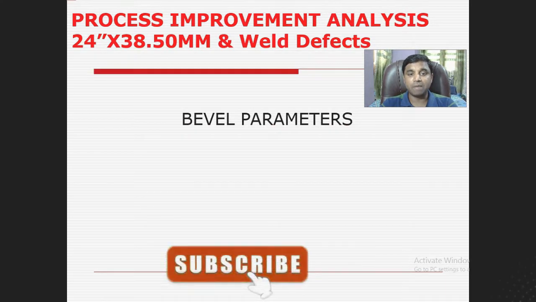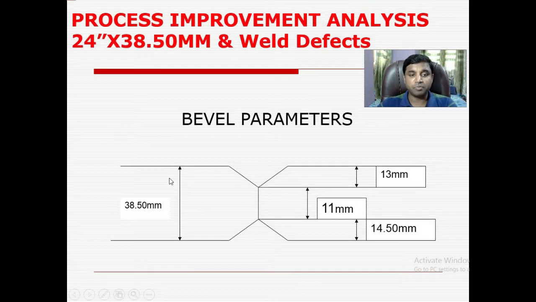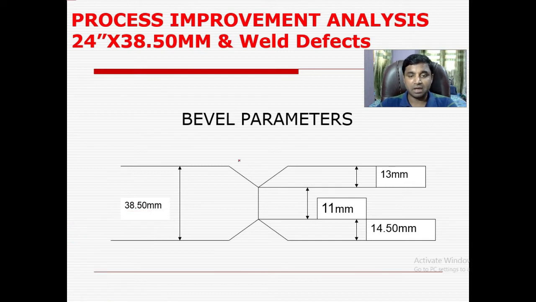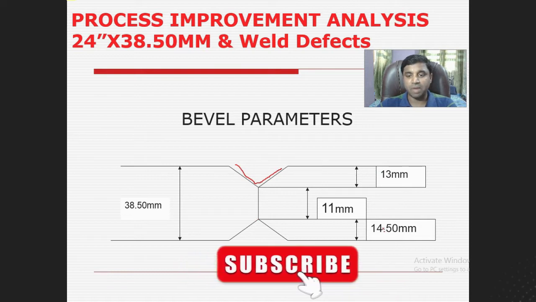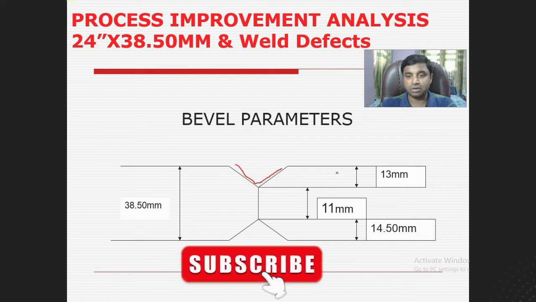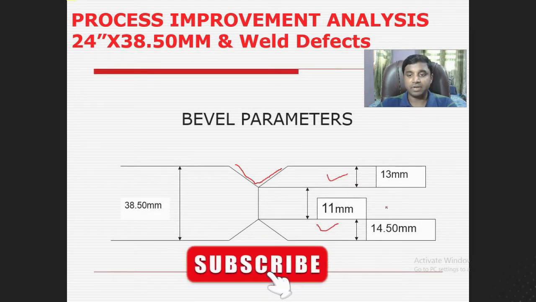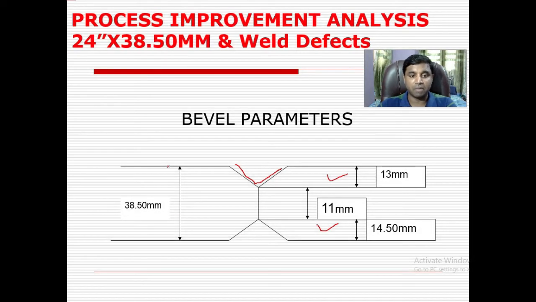Just as an example, 24 inch by 38.50 mm. We have to see the bevel parameter first. You see the bevel parameter. This type of joint is there in that industry. As per the client requirement, the joint preparation will always be there. You see the joint. This is 11 mm, the root face, and this is 13 mm, and this is 14.50. So this dimension is also not the same here and here. You see 13 mm and 14.50 mm, and the thickness of the plate is 38.50 mm.